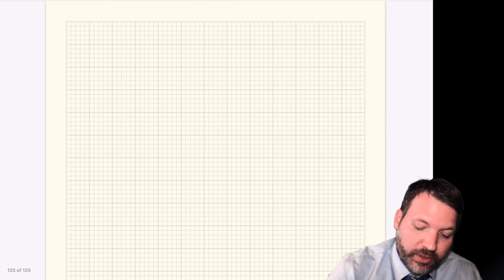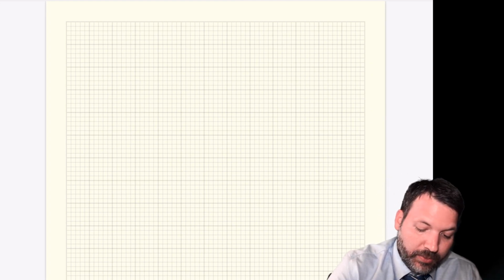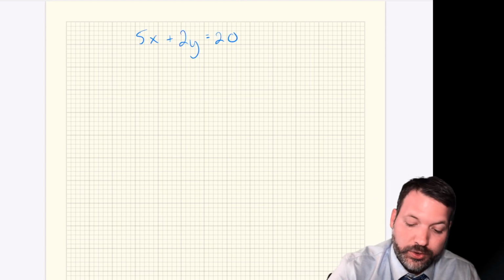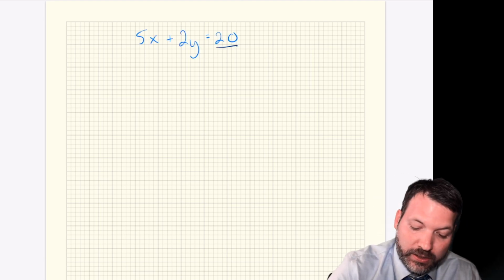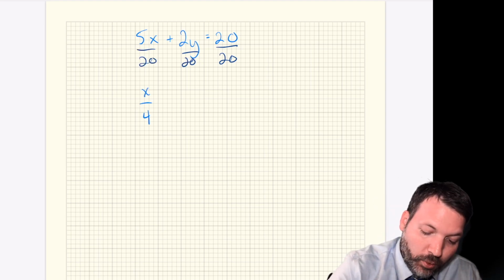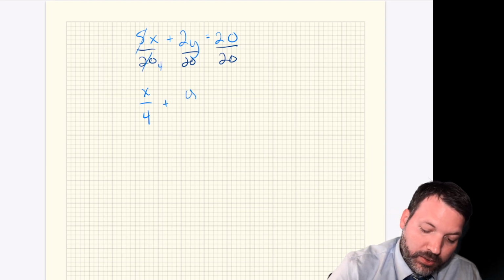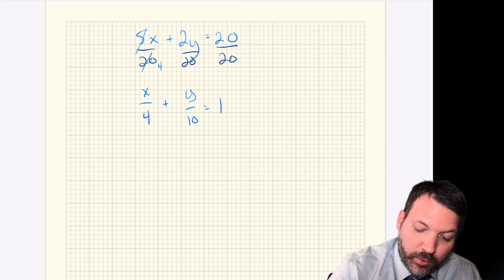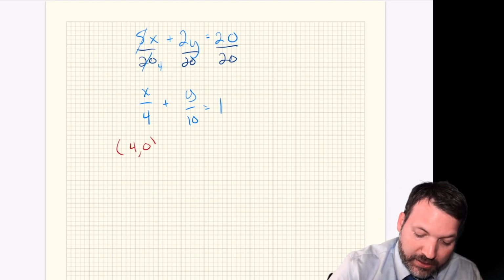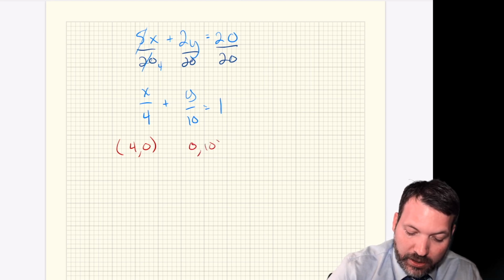So what could I do with this? Imagine that I have any standard form line, something like 5x plus 2y equals 20. I'm going to normalize this, which means I want to get a 1 over on that other side. And so that ends up giving me x over 4 once I simplify here, 5 goes into 20 four times, plus y over 10 equals 1. Having it in this form immediately tells me the x-intercept is (4, 0), and the y-intercept is (0, 10).